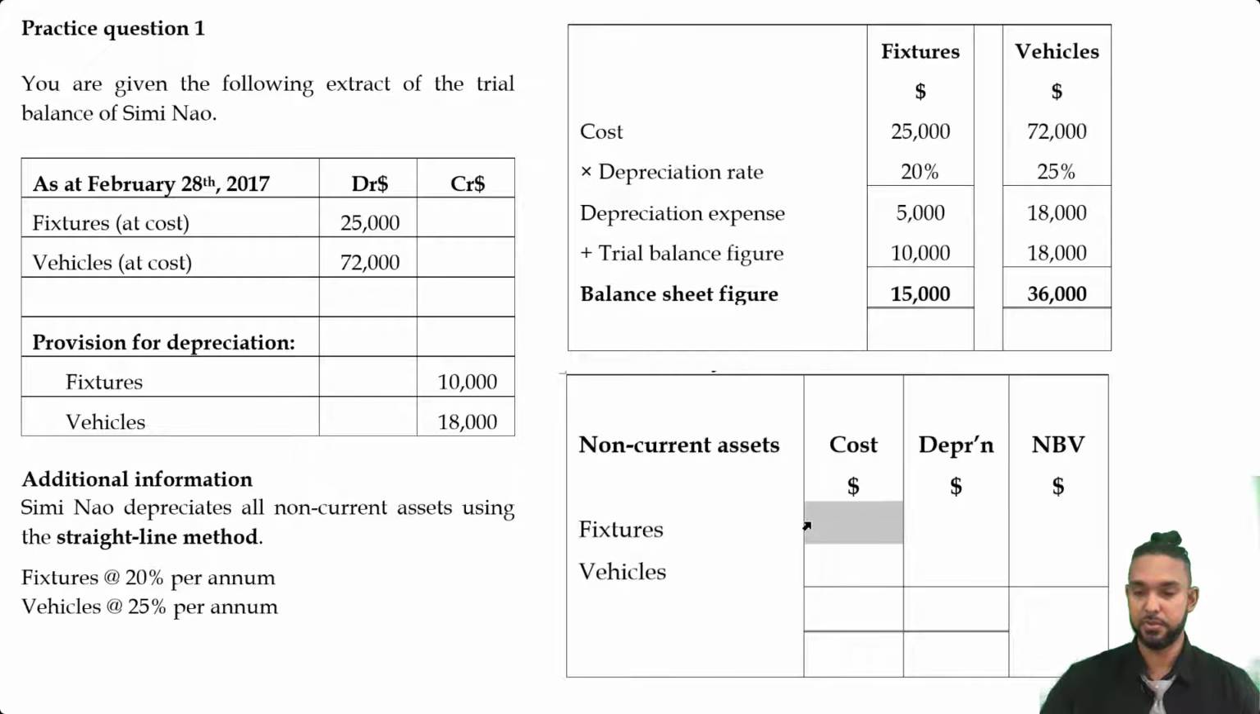So the cost, as we know from before, is 25,000. The depreciation figure is 15. And we have to subtract that from the cost to get the net book value. And 25 minus 15 is 10. Okay, let's deal with the vehicles now.